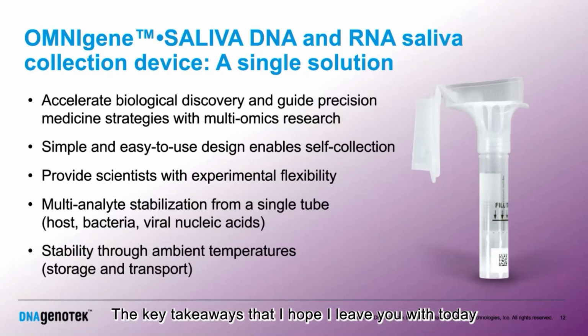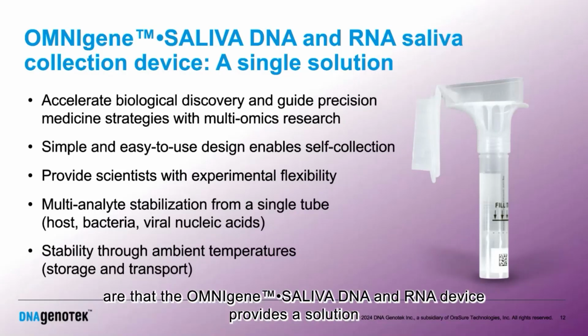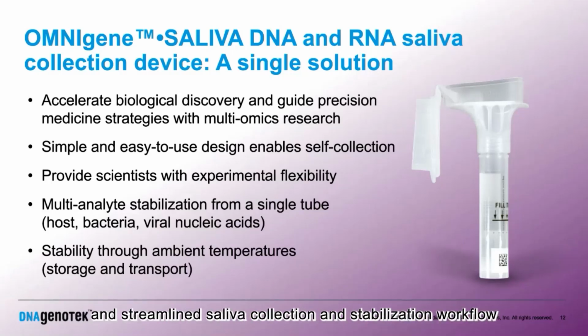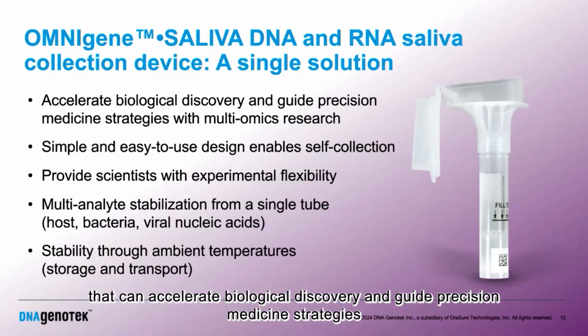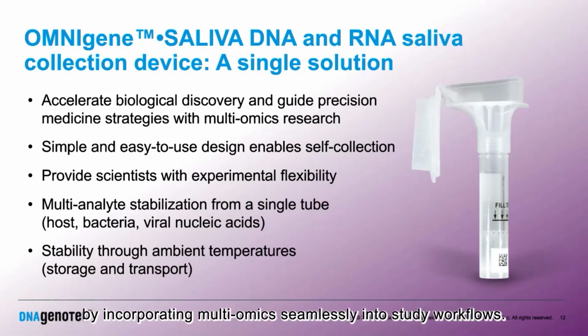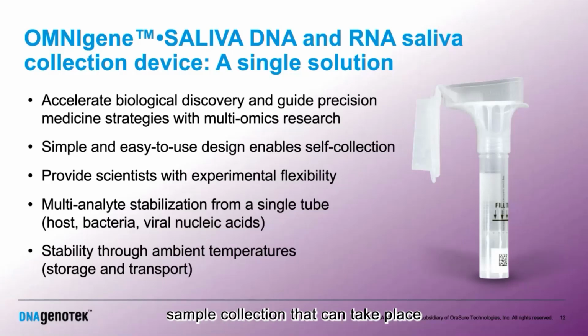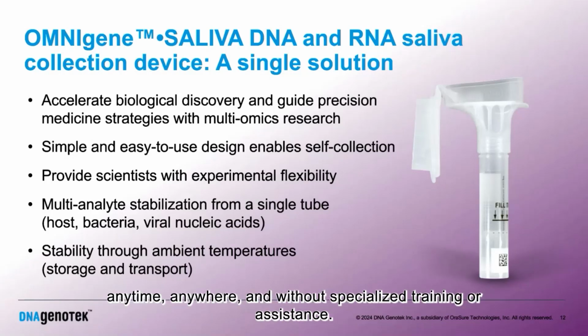The key takeaways that I hope I leave you with today are that the OMNIgene SALIVA DNA and RNA device provides a solution that offers scientists a simplified and streamlined saliva collection and stabilization workflow that can accelerate biological discovery and guide precision medicine strategies by incorporating multi-omics seamlessly into study workflows. With a user-friendly design that enables self-collection, sample collection can take place anytime, anywhere, and without specialized training or assistance.